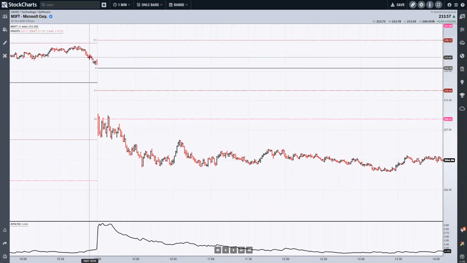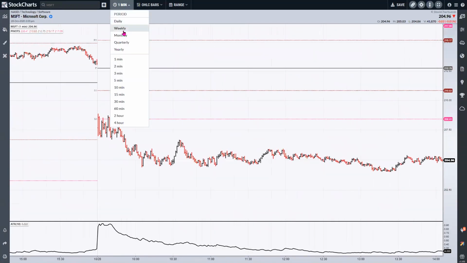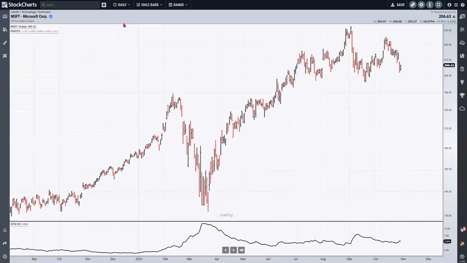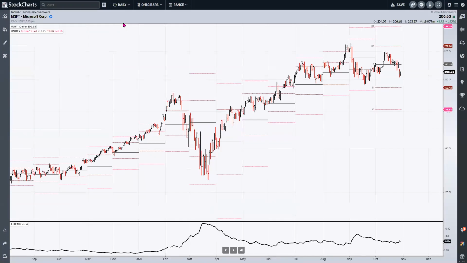So it reported on this day right here. If we go to a daily chart, we can see that the ATR on Microsoft is between 5 and 6. Let's just call it 5 for now, just for example's sake. So it's got a $5 ATR.